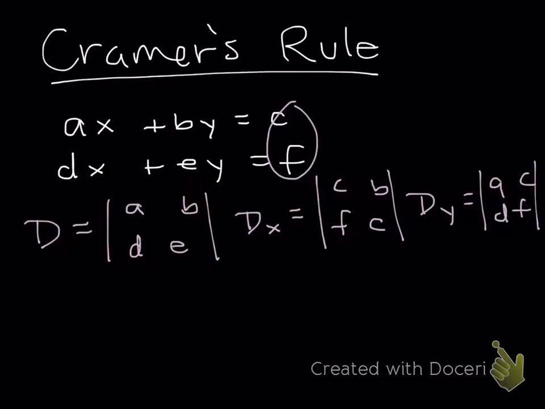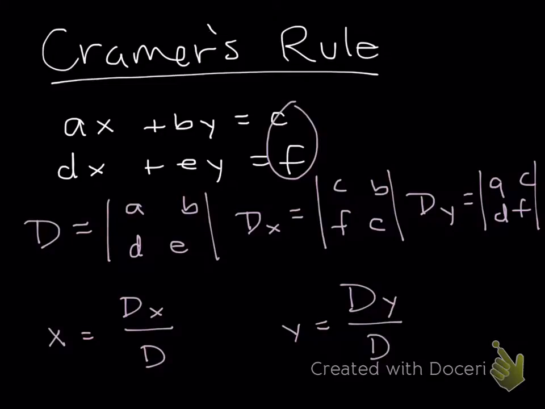Then what you're going to do is calculate all 3 of these determinant values, and then your X value is going to be whatever you get for DX divided by D, and the Y value is going to be whatever you got for DY divided by D. And that's how we solve the system of equations. So let's go ahead and try one.